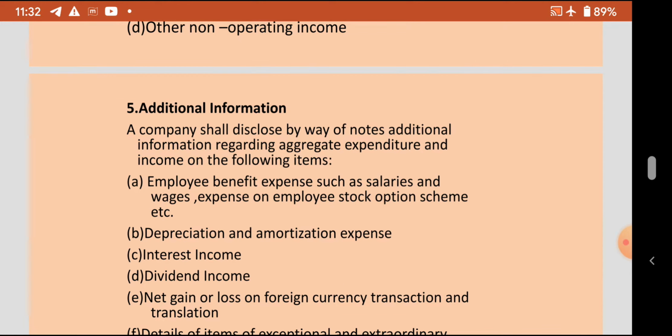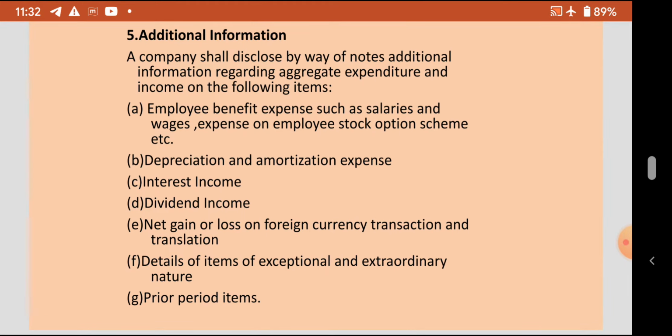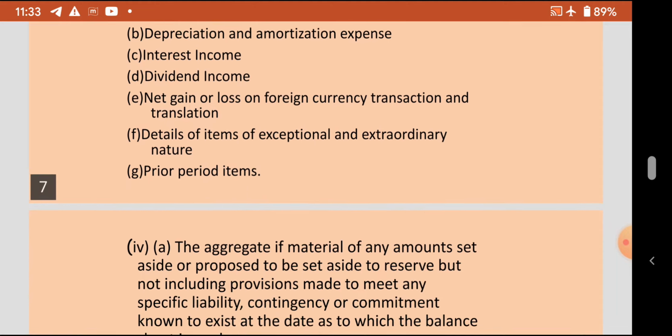others shall disclose by the way of notes additional information regarding aggregate expenditure and income on the following items. Firstly, employee benefit expenses such as salaries and wages, expenses on employee stock option scheme, depreciation and amortization expenses, interest income, dividend income, net gain or loss on foreign currency transactions and translations, details of items of exceptional and extraordinary nature, prior period items.